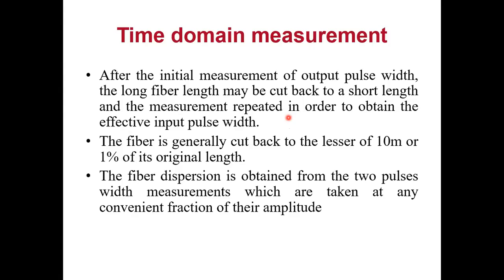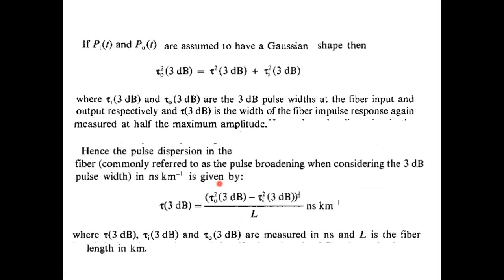After the initial measurement of output pulse width, the long fiber length may be cut back to a short length and the measurement is repeated to obtain the effective input pulse width. The fiber is generally cut back to the lesser of 10 meters or 1% of its original length. The fiber dispersion is obtained from the two pulse width measurements which are taken at any convenient fraction of their amplitude. So students, I expect you to write down this formula.